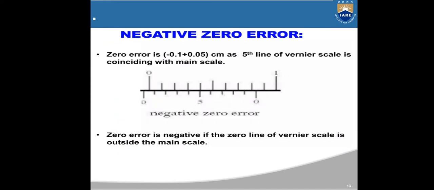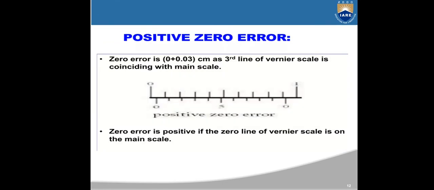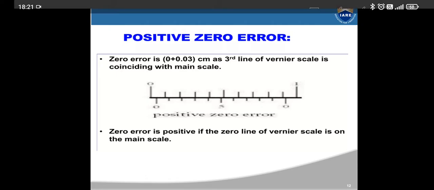And the screw gauge and negative zero error. This is a negative zero error and the positive zero error.